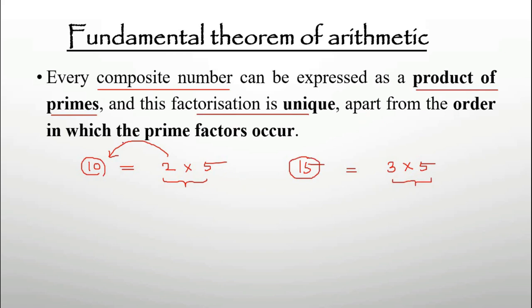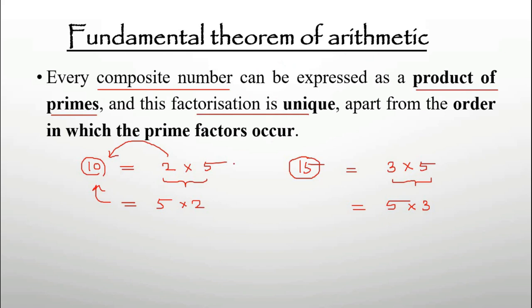And the order in which the prime numbers occur doesn't matter, because here I can write 2 times 5, that still gives me 10, and I can still write it as 5 times 2, it still gives me 10. The order, or the way in which I write the product of prime numbers, doesn't matter. Here as well, I can write it as 3 times 5, or I can write it as 5 times 3. So the order in which I write the product of prime numbers does not matter. So this is what the fundamental theorem of arithmetic states.